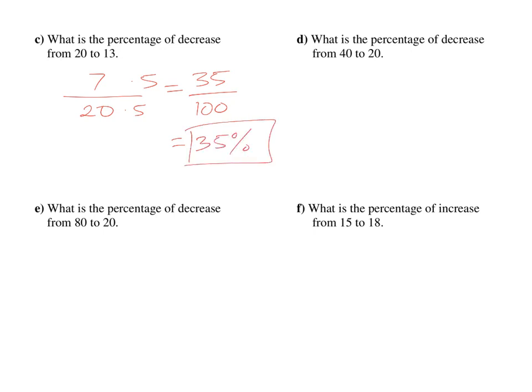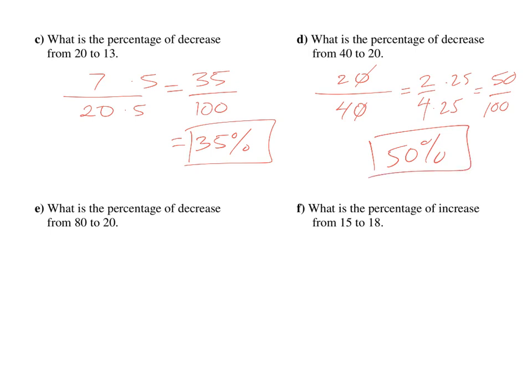Part D, what is the percentage of decrease from 40 to 20? Well, the change is 20. The original is 40. Now we can't multiply 40 by anything to get 100. So what do you do in this case? Well, first thing I could do is just get rid of the zeros. That's essentially like dividing both by 10. So I get 2 over 4. You could continue to simplify that, but can I multiply 4 by something to get 100? Yeah, 25. So I get 50 over 100, which is 50%. So it's a 50% decrease.